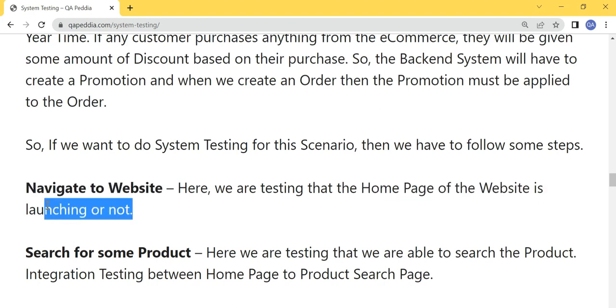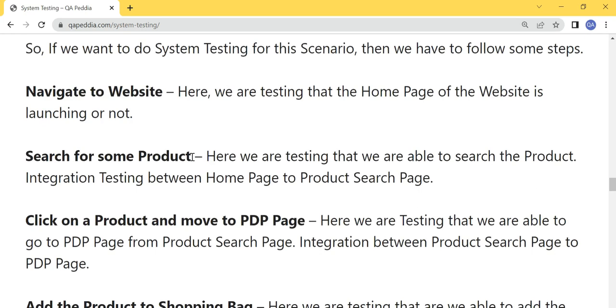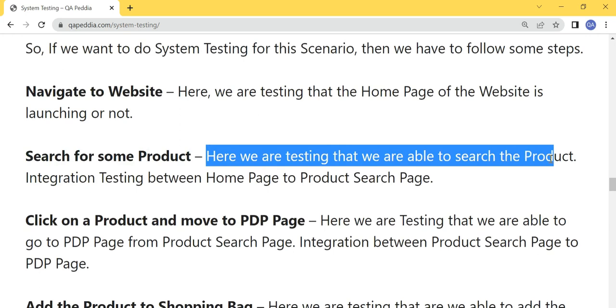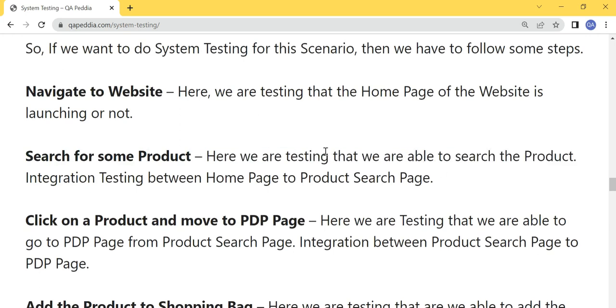The first thing. Second step, search for some product. What are we doing? We are testing whether we are able to search a product or not. So where are we searching? We are searching on the home page. We will give some product name, and then on the home page we'll try to search. And then what should happen? The product search page should be launched. So this is a kind of integration testing between home page and product search page.